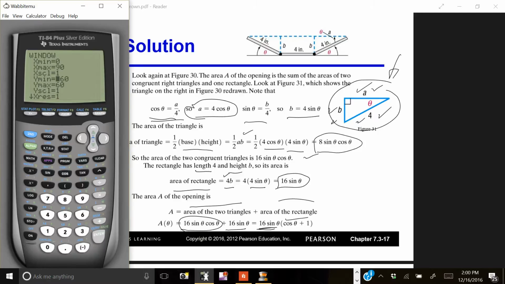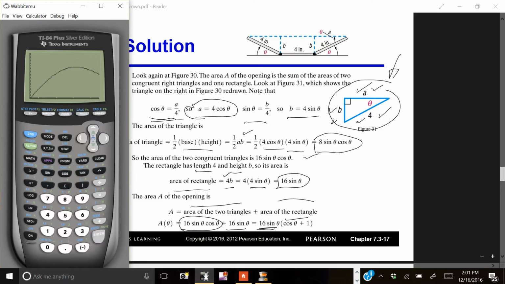Y min, which would be the area, let's set it to 0. And notice that our numbers were getting up to like 20 or 30. So let's do a Y max of like 30 and do a graph. And here we see a graph. And the value on the left is 0 for 0 degrees. And you see a value here for 90 degrees.